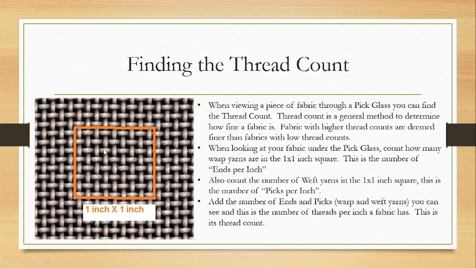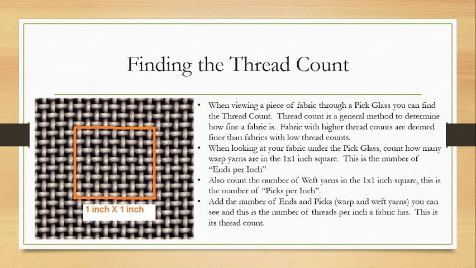So we got 9 warp yarns, or ends per inch, and 8 weft yarns, or picks per inch. We're going to add up those two numbers, and this is the number of threads per inch a fabric has. When we add 8 and 9 together we get 17. So this particular sample fabric has 17 threads per inch.